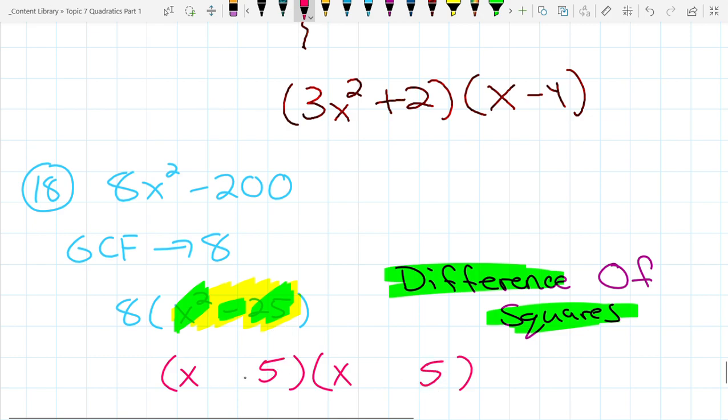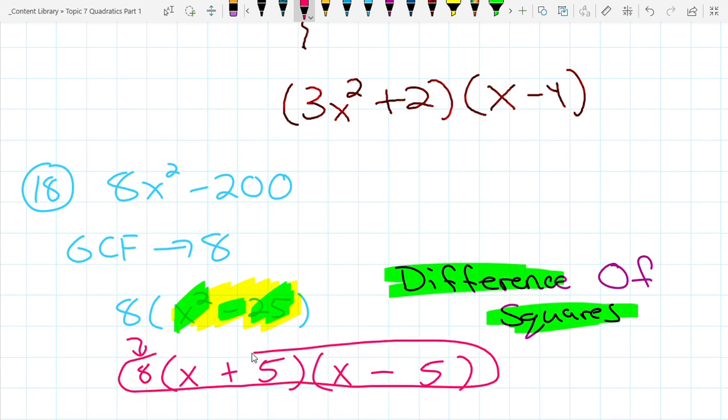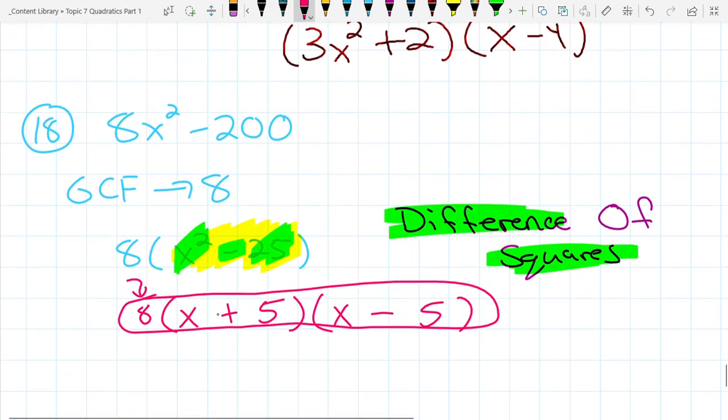Then it's always going to be the same thing. One of these is going to be addition. The other is going to be subtraction. And don't forget to bring down your 8 because it was part of your answer to begin with, so it stays part of your answer. That is the full final factored form of number 18.